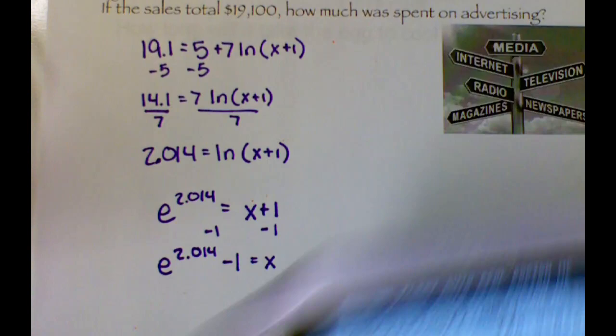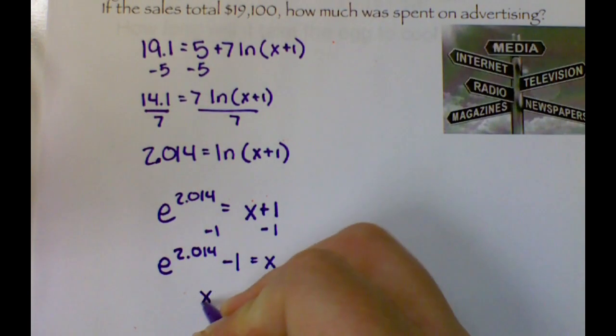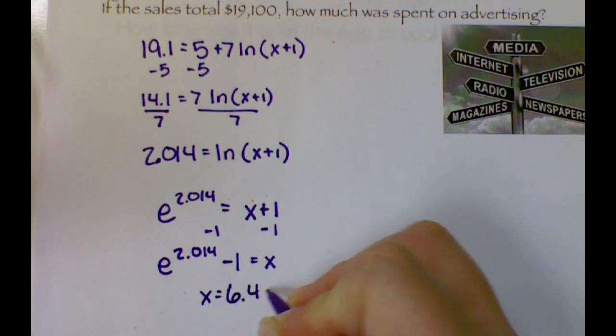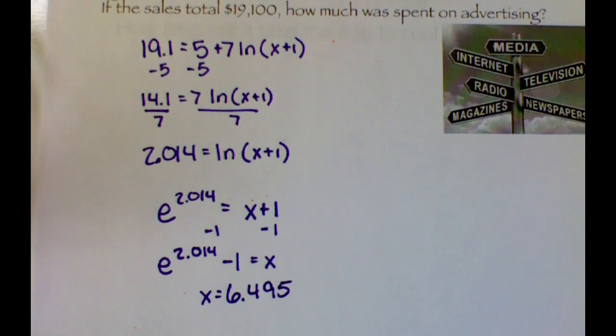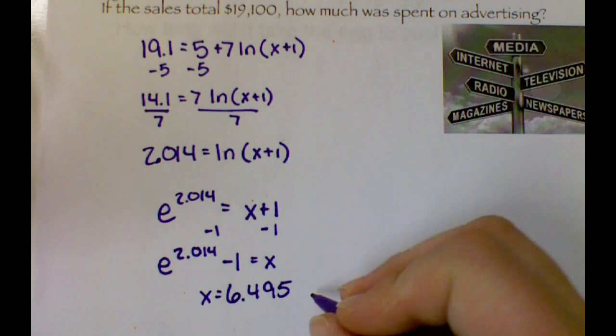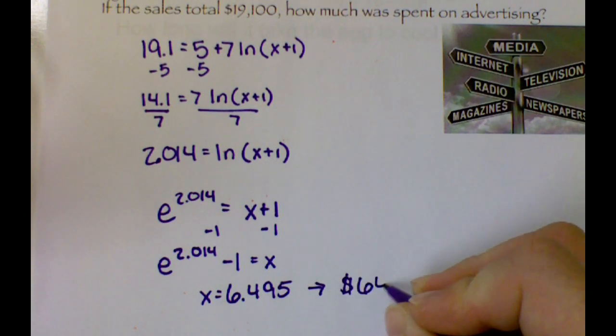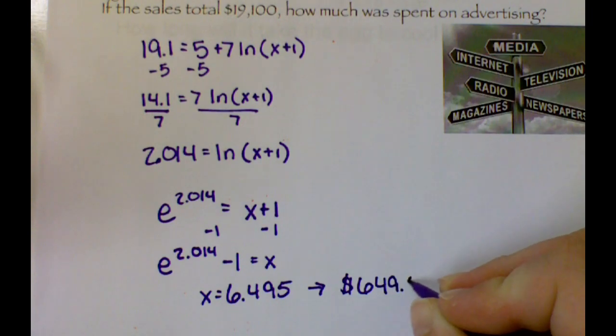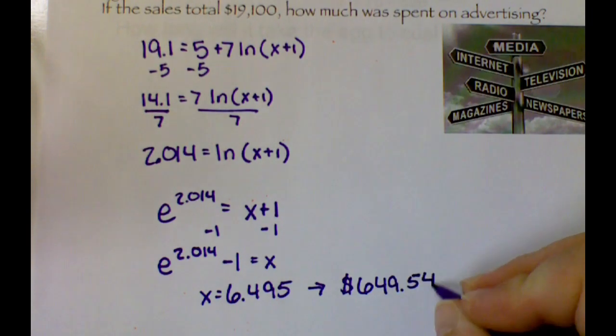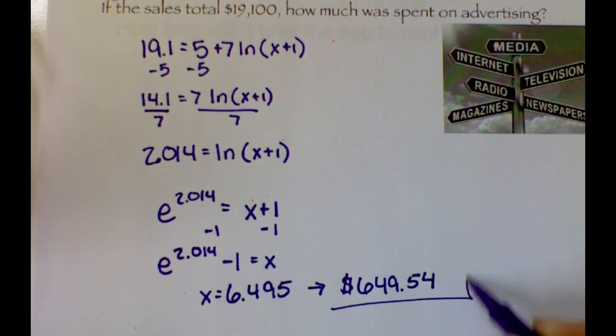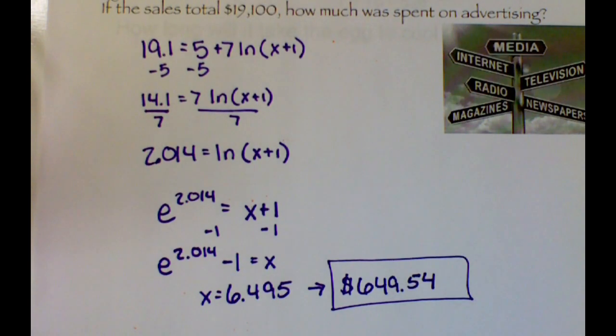So my answer is x equals 6.4 Well, 6.495 is in hundreds of dollars. So that actually becomes $649.50. So I'm going to go one more decimal place, which makes it a 4. $649.54 was spent on advertising.